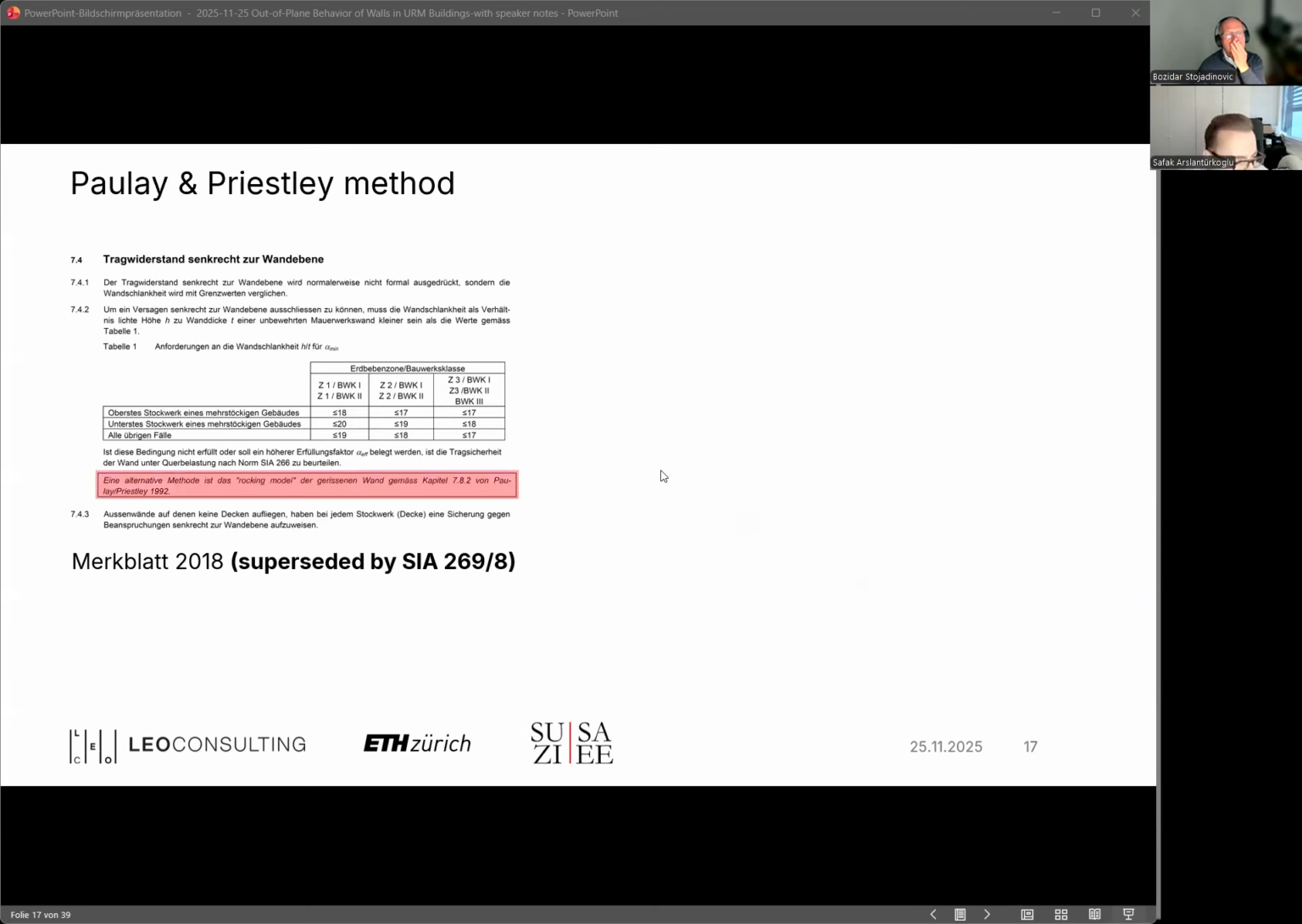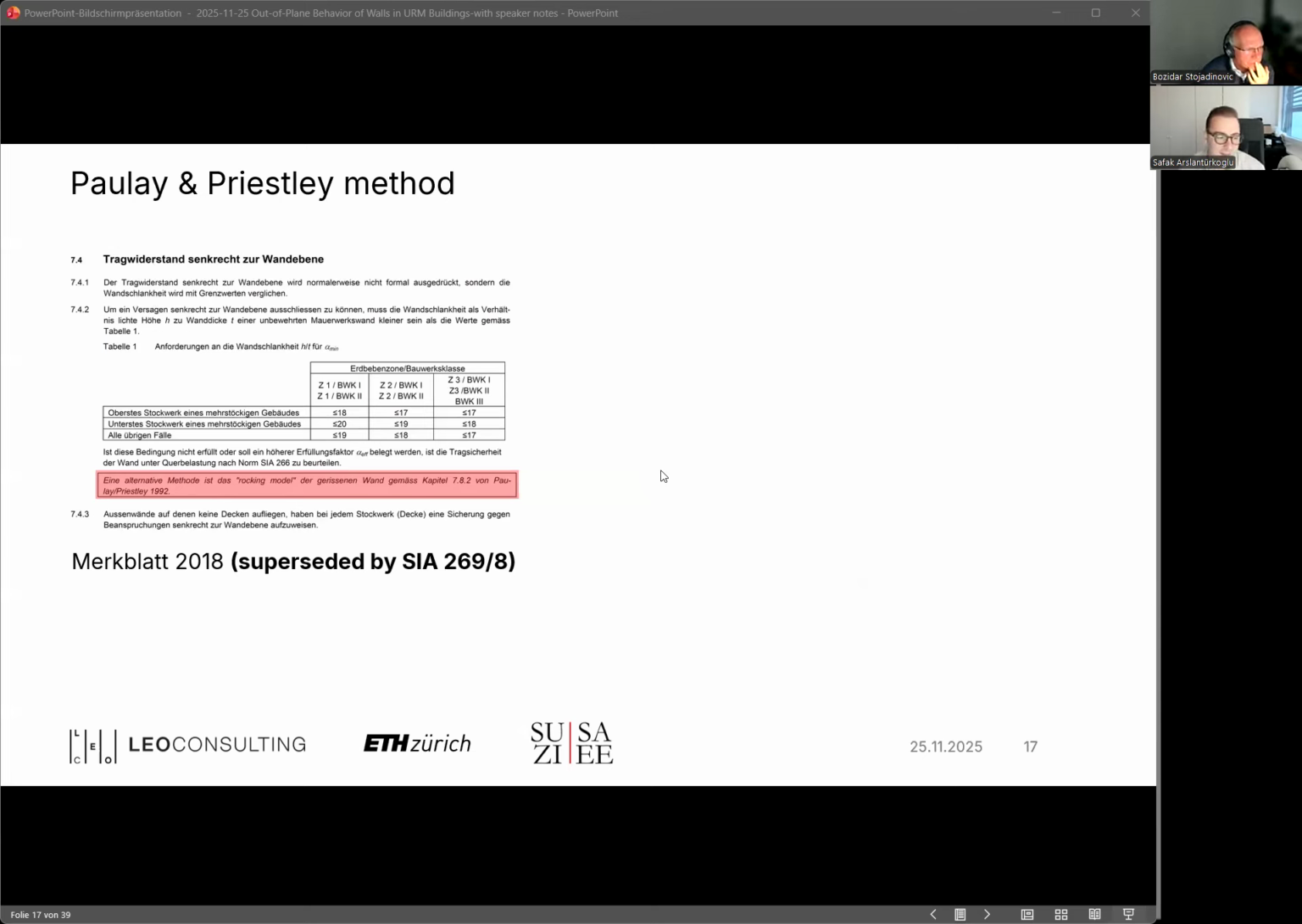And this something else, in the older code, the leaflet 2018, was the Pauli-Priestley method. I'm not going to mention that in detail, but just to mention it shortly, the older code was recommending this Pauli-Priestley method if higher compliance needs to be shown. And this is a check mainly based on the material parameters of masonry.